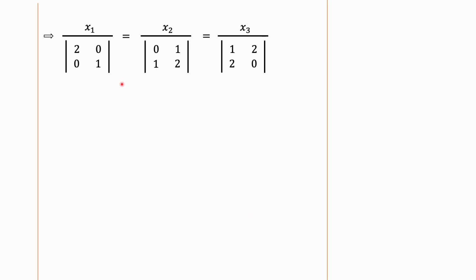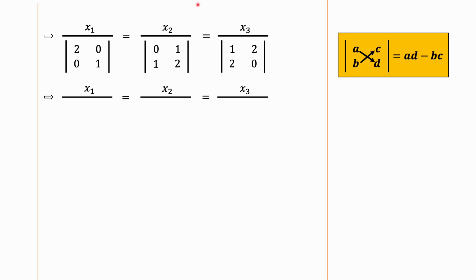Now I have got the three determinants here. Let me solve it here. The three ratios x1 by, x2 by, x3 by. I know that for a 2 by 2 order determinant, the solution is cross multiplication. So here you can see it is AD minus BC. Similarly, do it here also. It is 2 minus 0. 2 into 1 is 2, minus 0 into 0 is 0. 2 minus 0. The next one is 0 minus 1.